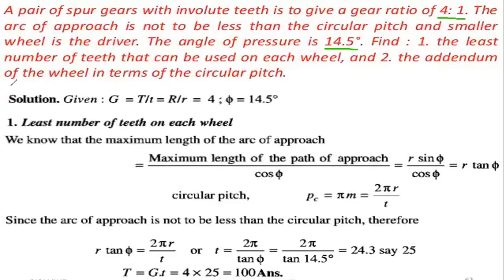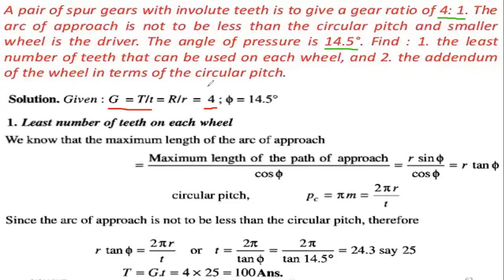So first you will write the given data for that. That is G is equal to T by t, that is capital T by small t, that is teeth for the larger gear by teeth for the smaller gear. So then we have to substitute also R by r. The gear ratio is given as 4, because 4:1 is the gear ratio. That is, we are going to take it as 4.